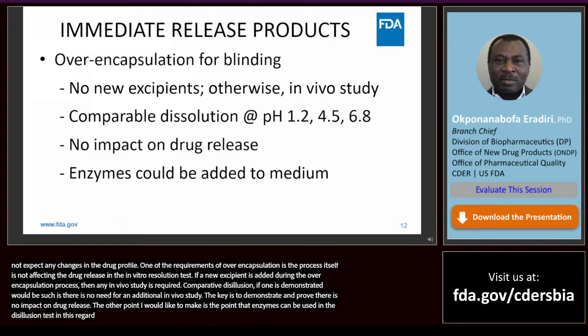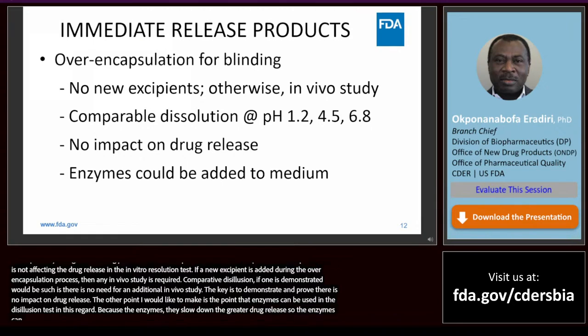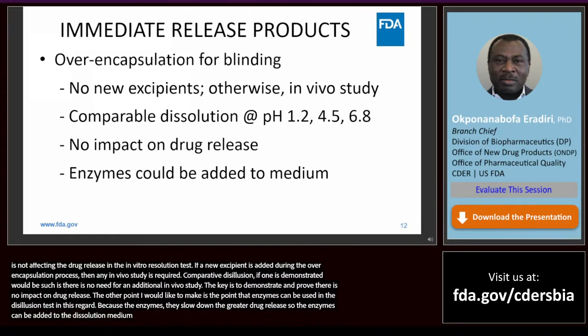Because the capsule shells can slow down the rate of drug release, enzymes can be added to the dissolution medium to remove the potential impact of slowing down of the drug release because of the capsule shells.